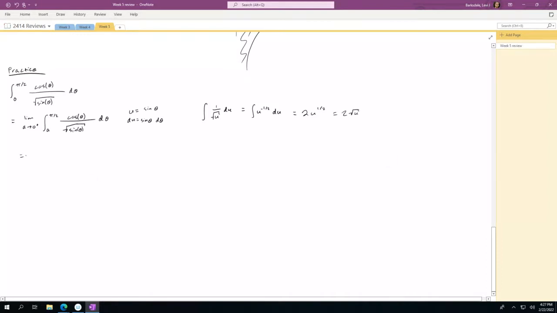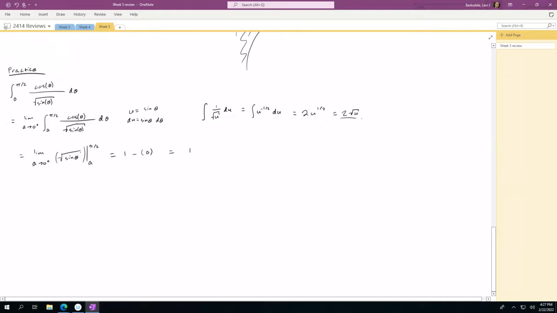Which means in our case, we end up with the limit as a goes to 0 from the positive side of the square root of sine theta from a up until pi over 2. Now, plugging in our limits, sine of pi over 2 is 1, the square root of 1 is 1. We subtract our lower limit. The limit as theta goes to 0 of sine is sine of 0. We can just use direct substitution. Sine of 0 is 0. And we end up with 1.